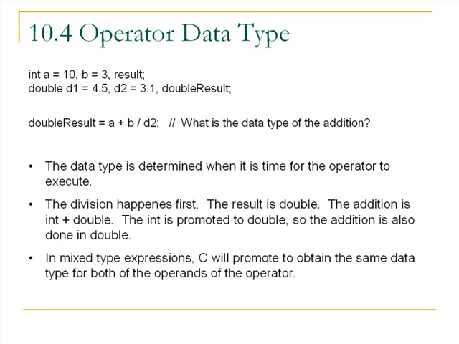The first thing that happens is that the value in b is promoted to a double. It goes from 3 to 3.0, and now we have a double divided by a double, which results in a double. The next thing that happens is we have a plus the double that we just evaluated. The value in a is promoted to a double, and the addition is done double plus double.